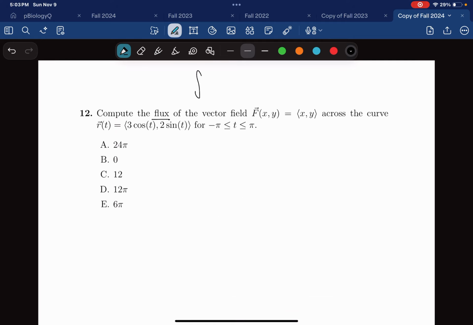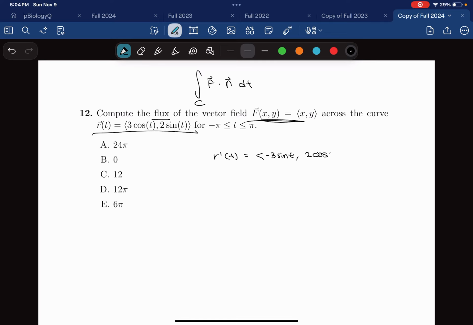Okay, so flux is the vector f times the normal vector. Very good to know, okay? I'm going to show you a good trick to get the normal vector. So you first take r prime of t. So that would be negative 3 sine of t, 2 cosine of t.